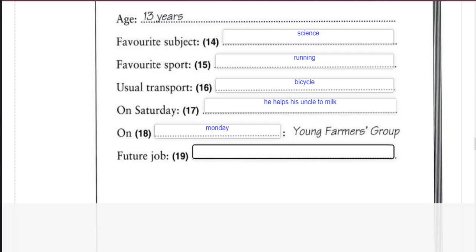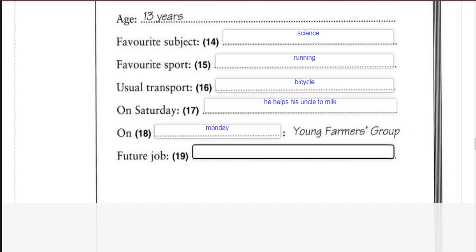On Mondays, I go to the Young Farmers group, which I've belonged to since I was 10. It's mostly fun, but we also learn things, like how to look after animals properly. I definitely want to work in the countryside when I leave school. I wouldn't like to live in a town or sit in an office all day.